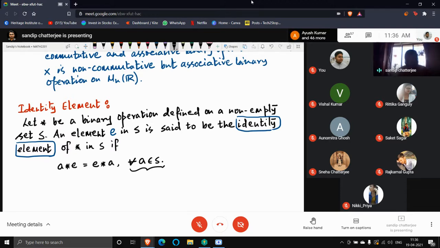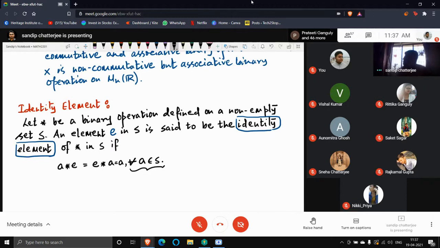So what I have written: let star be a binary operation. Star is any binary operation. Then an element E is said to be the identity element of star in S if A star E is equal to E star A, is equal to, sorry, I missed one important thing, is equal to A for all A belonging to S. That means it returns the value which we operate with it.